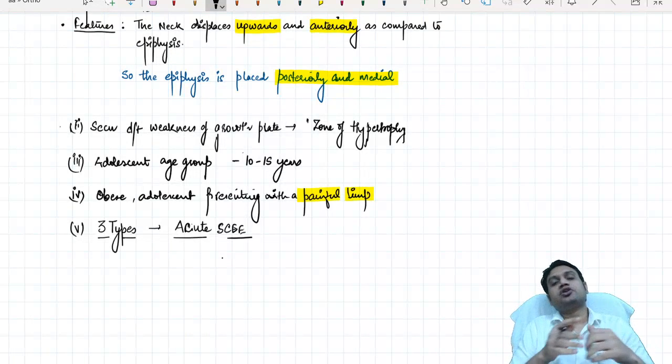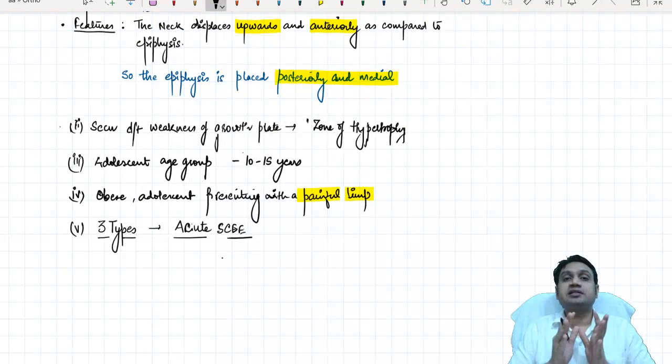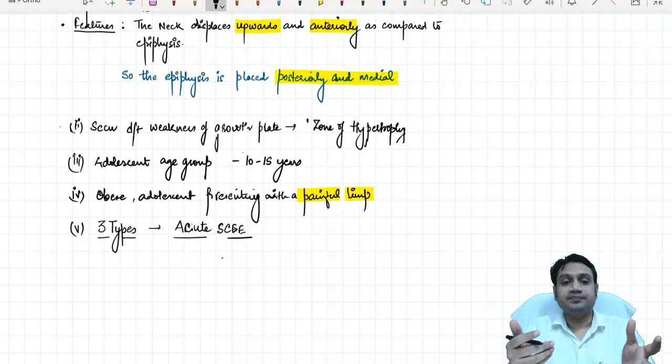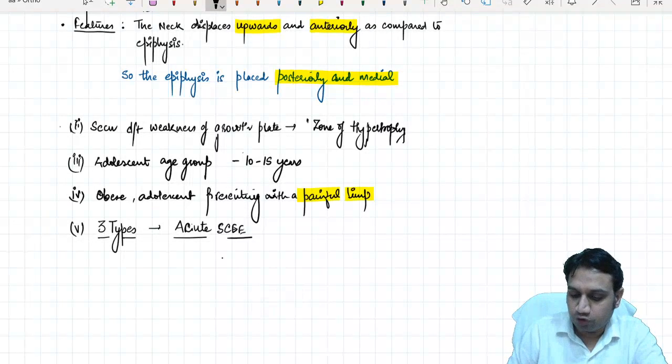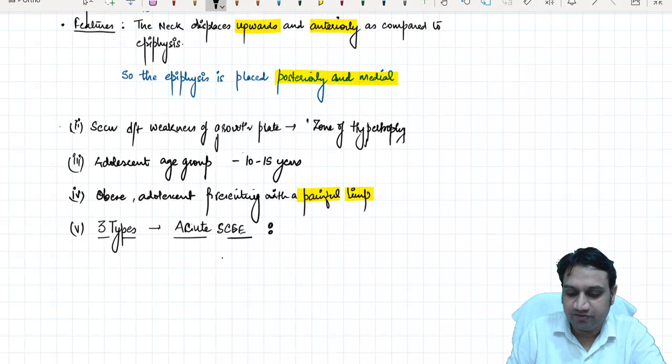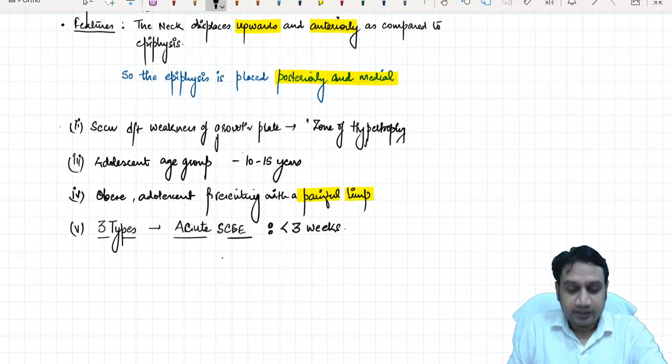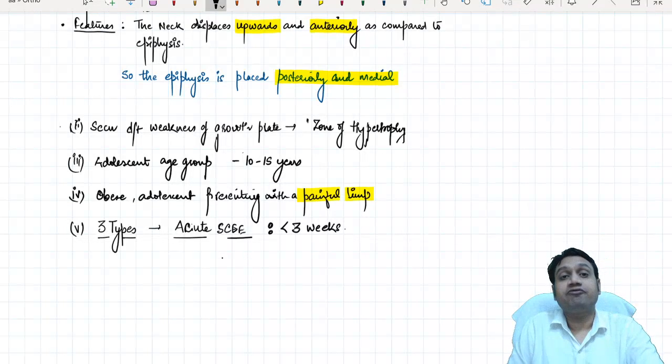Basically, the presentation of acute SCFE is similar to a trauma, like a fracture. Okay, so when the prodromal symptoms are less than 3 weeks, we call it acute SCFE. These present with a sudden fracture-like presentation, like a fracture has occurred somewhere.